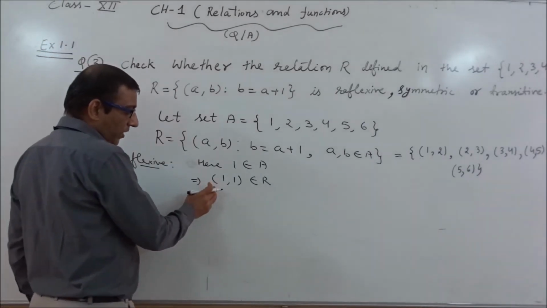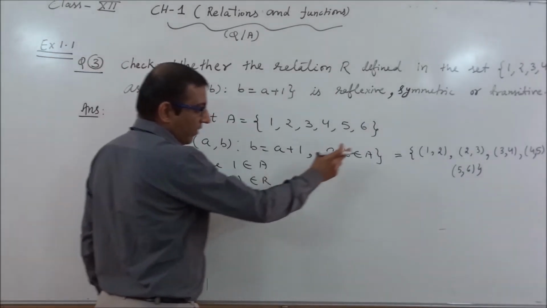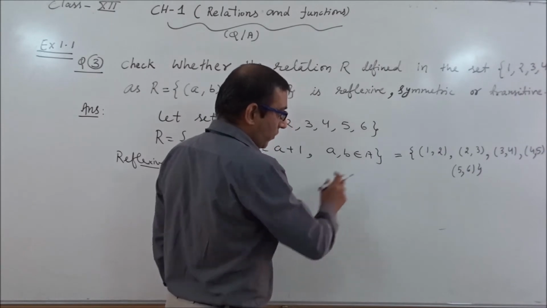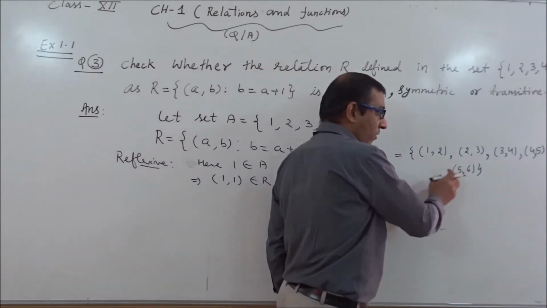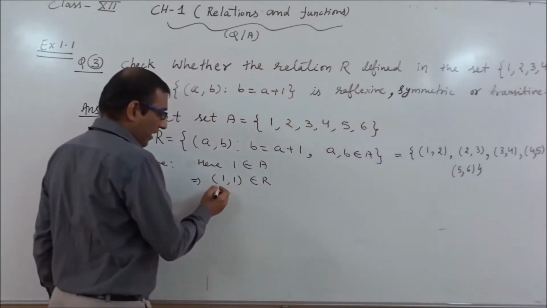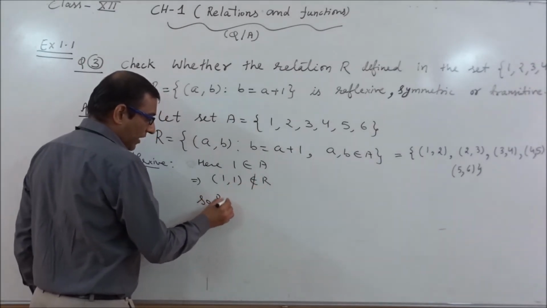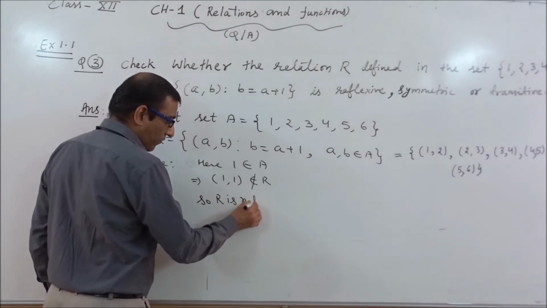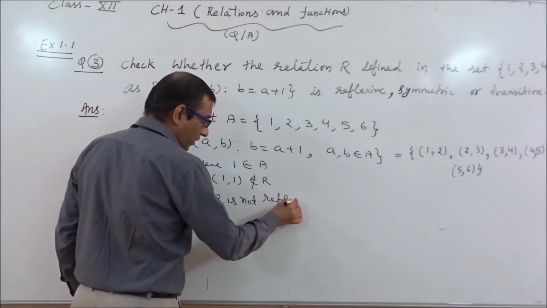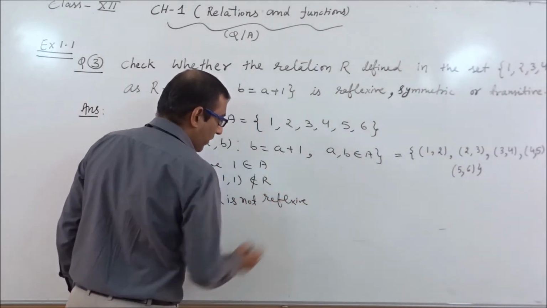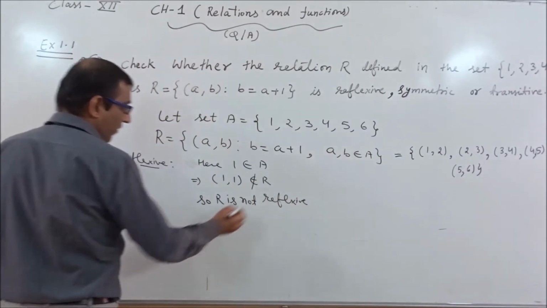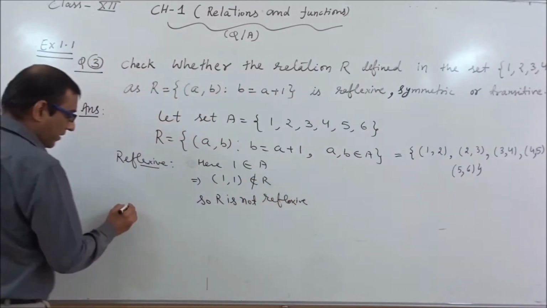Okay, so now we see whether (1, 1) is a member of this relation or not. If you see in this set, (1, 1) is not given, so we will write here that (1, 1) is not a member of R, so R is not reflexive. Okay, after this we will continue with symmetric.